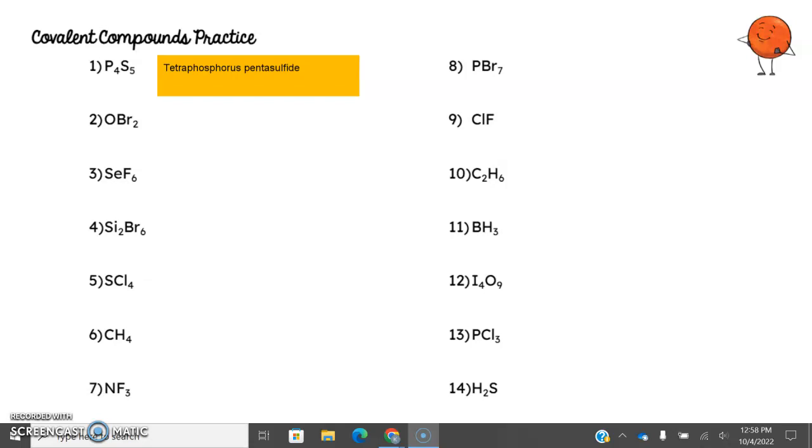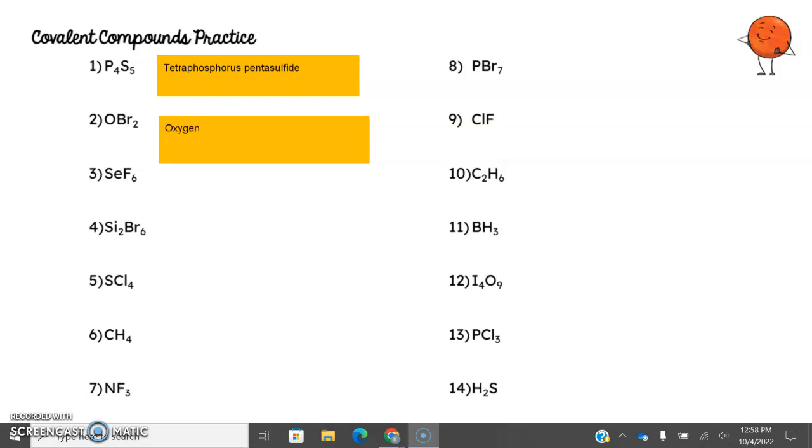So tetraphosphorus pentasulfide is the name of this covalent compound. Now let's do number 2. Here we have 1 oxygen. The prefix for 1 is mono. However, this oxygen is the first element, so we don't include the mono. We just say oxygen.